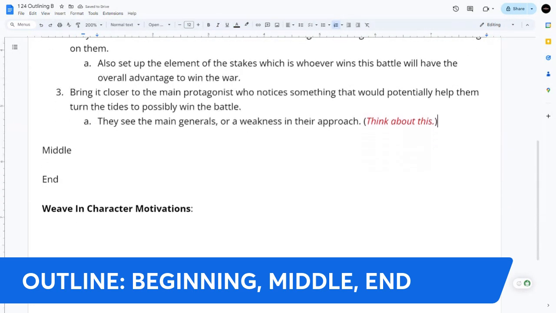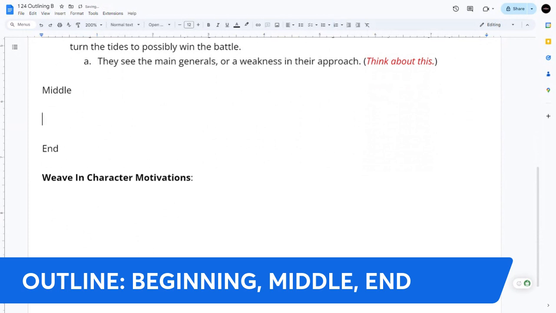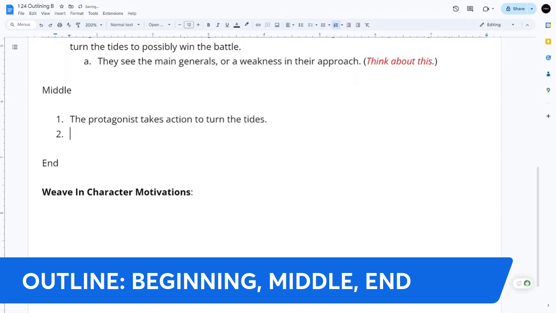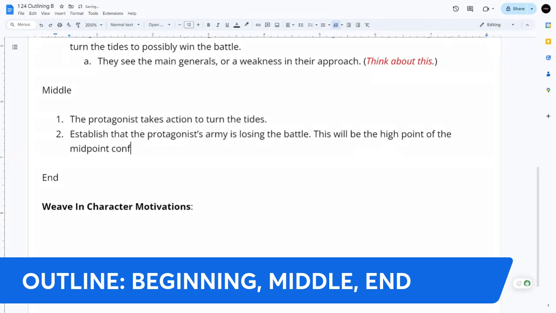All right. Now we've got to figure out the middle. The middle is the battle is happening, right? So let's say the protagonist takes action to turn the tides. Okay. But I also want to establish that the protagonist's army is losing the battle. This will be the high point of the midpoint conflict of the battle scene.